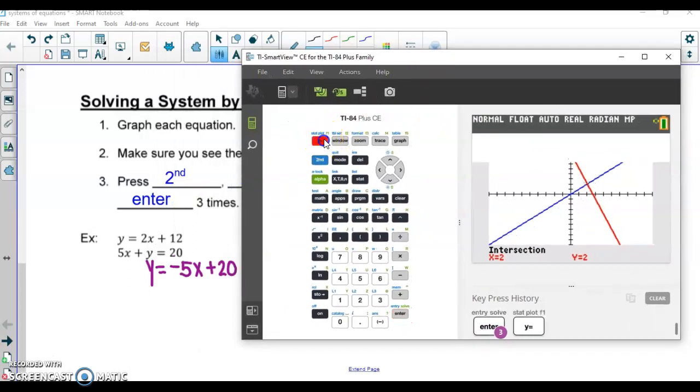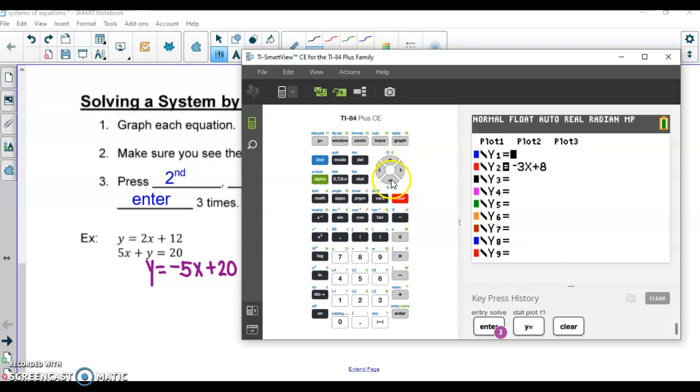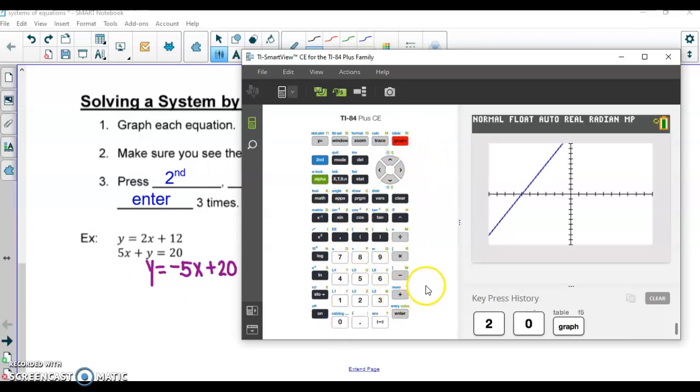So I can graph by hand or I could use my calculator. So I'm going to clear out what I have in here. First equation, y equals 2x plus 12. Second equation, y equals negative 5x plus 20. Graph. I don't see the point of intersection, but looking at the lines, it looks like it's going to be somewhere up above. So I need to change the window display. So the x's look okay, but the y's I need to go higher.